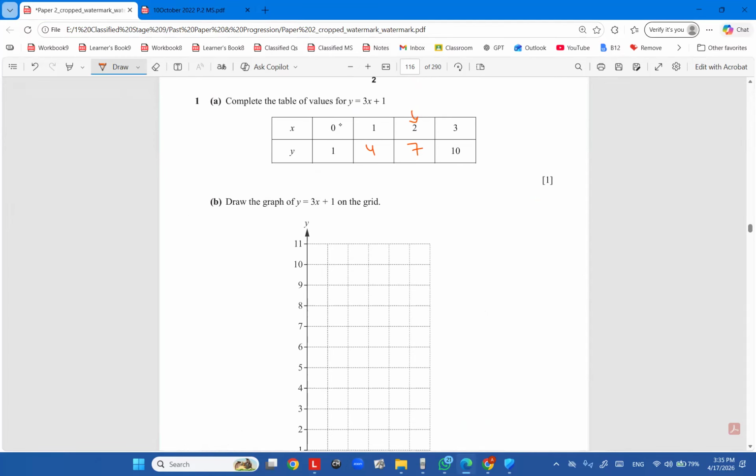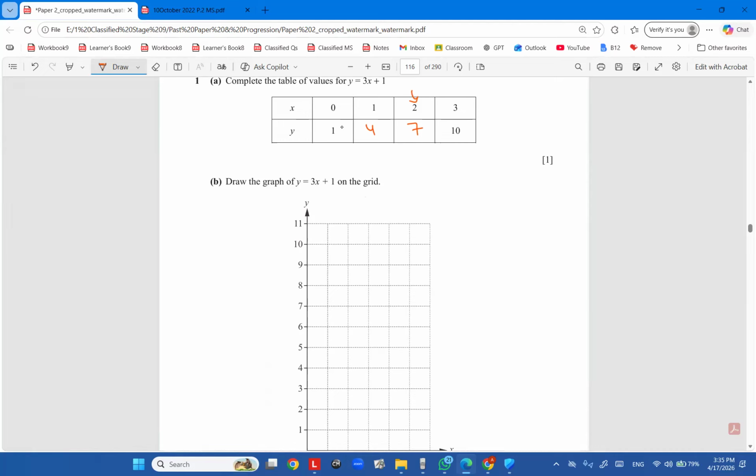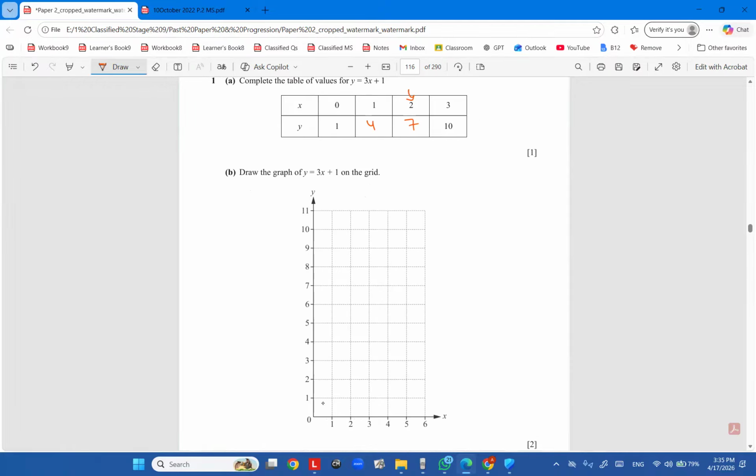We know that this is a linear function, or a linear equation, so it is going to be a straight line. So let's start. The first one is 0, 1, then 1, 4, 2, 7, then 3, 10. Connect with a straight line. I'm going to get a straight line. Then you start connecting them.